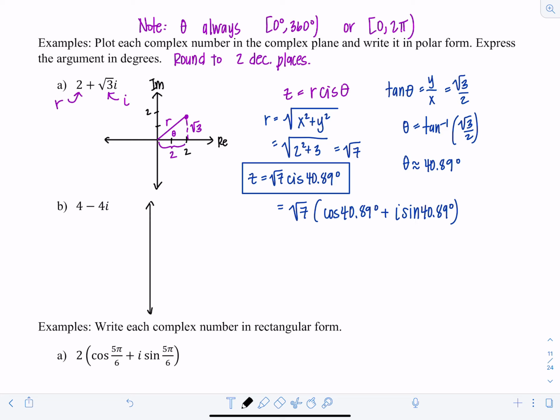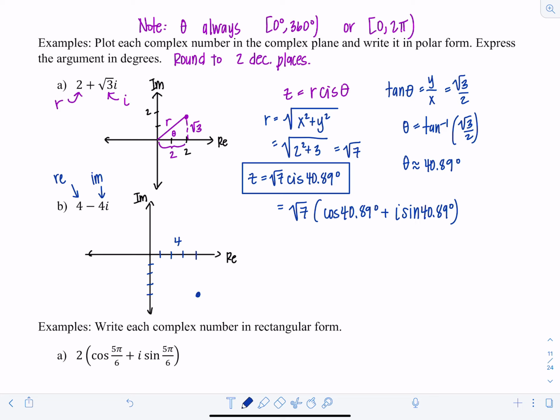Example B, 4 minus 4i. So here we go. So here's the real axis, here's the imaginary axis. I have 4 minus 4i. So this is the real part. This is the imaginary part. So I'm going to come to 1, 2, 3, 4, and then down 1, 2, 3, 4. So here's the point.